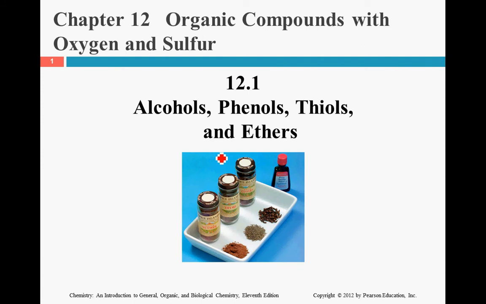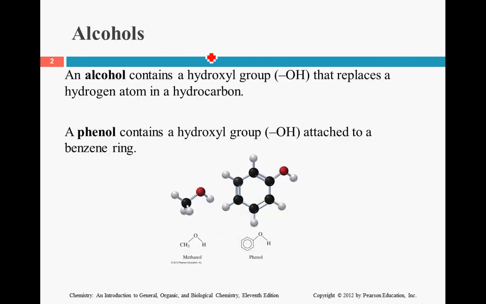Alright, in chapter 12, we're going to focus on oxygen and sulfur, organic compounds that contain those. Alcohols contain the hydroxy group, OH. Notice the word hydroxy. Hydro sounds like hydrogen is the first part, and oxy is like oxygen. So here's your O and H for hydrogen and oxygen.